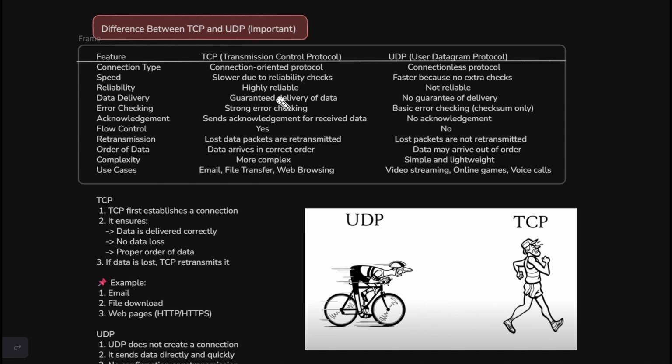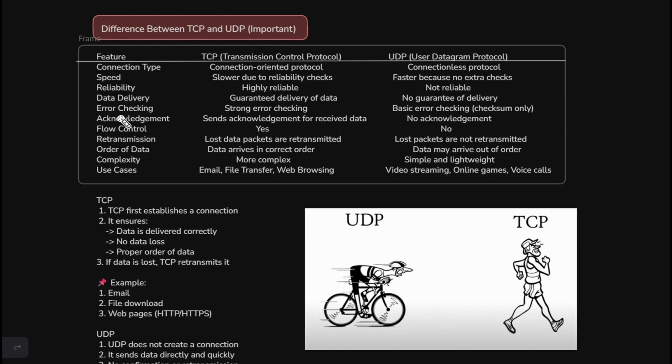Next is reliability. TCP is highly reliable. It ensures that data reaches the destination. So it is highly reliable. UDP is not reliable. Data may be lost during the transmission. Next is data delivery. In TCP, data delivery is guaranteed. In UDP, there is no guarantee that data will reach the receiver or not.